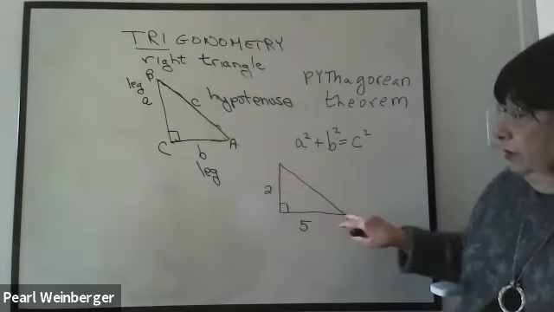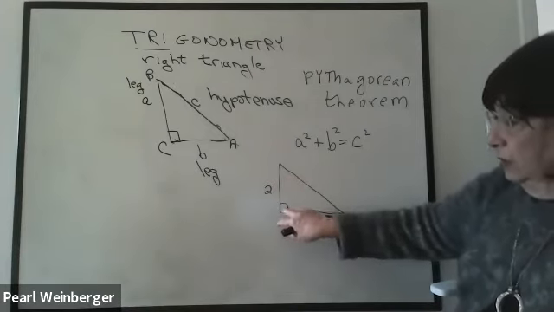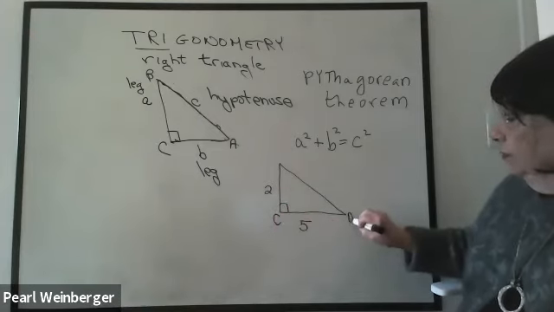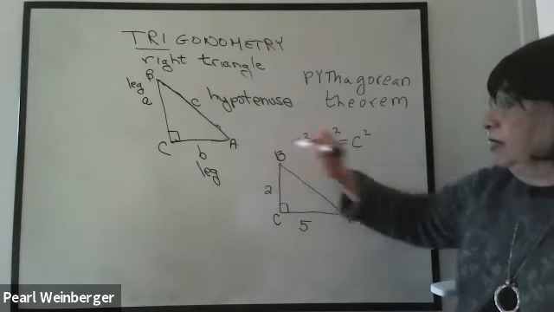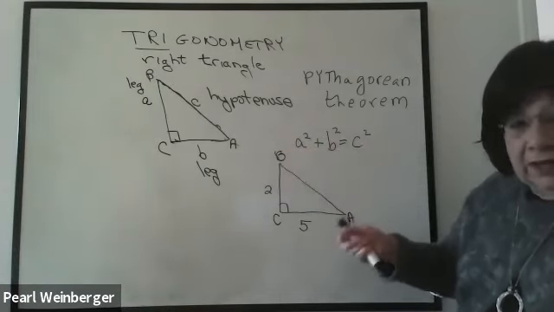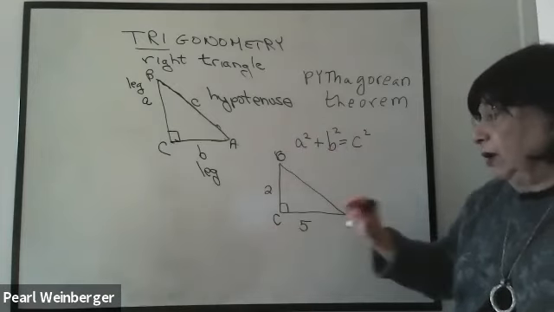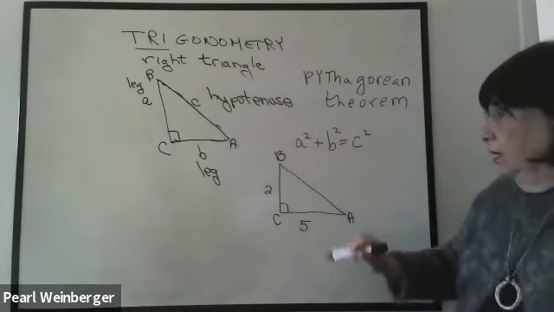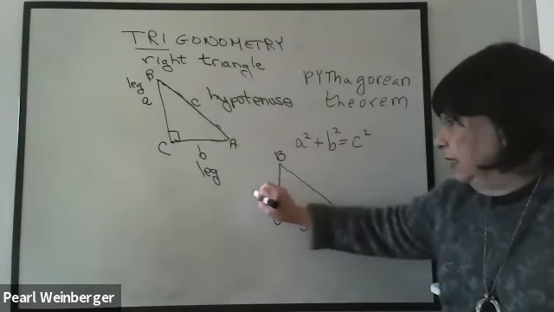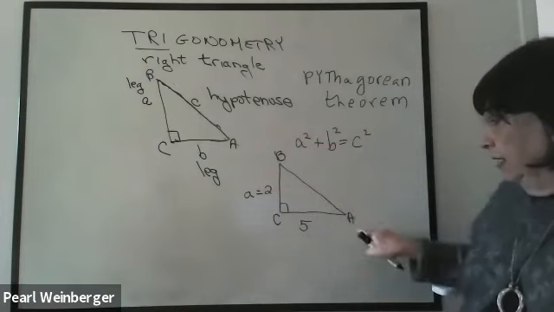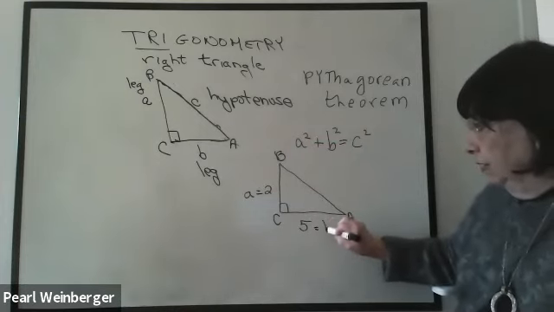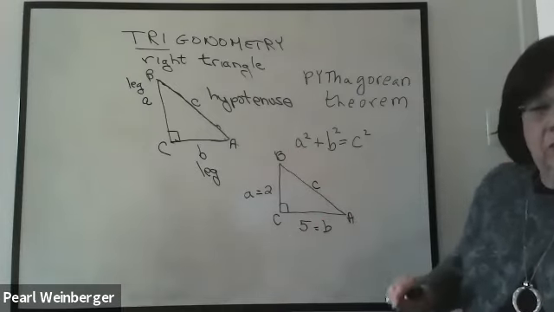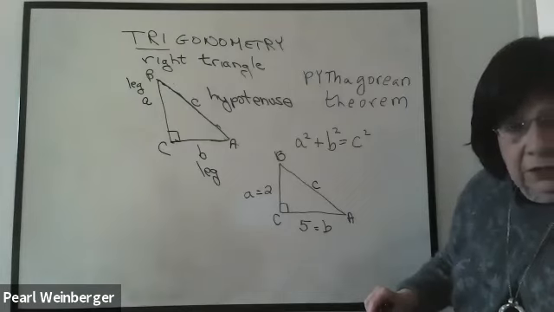So I like to always label this. This is going to be my C. I usually put the A on the bottom and the B on the top. You don't have to do it this way, but that's how I usually do it. The C at the right angle, the A at the base, and the B at the peak, which means that this is my small a, because it's across from capital A. This is my small b, because it's across from capital B. And this is my C. And I asked you to find the hypotenuse, which is C.